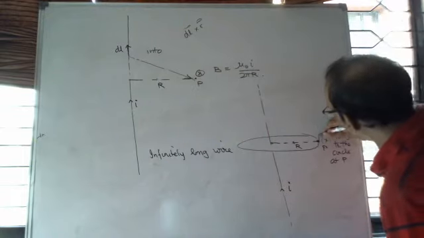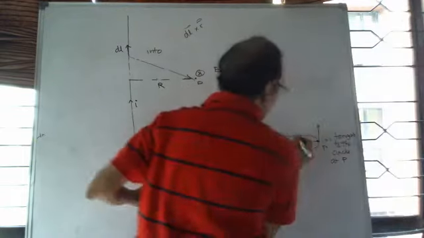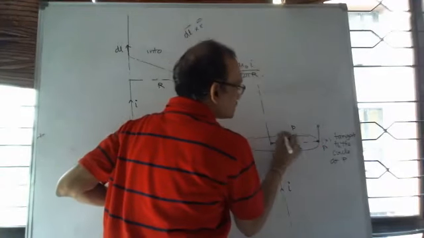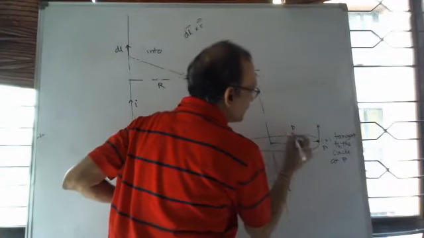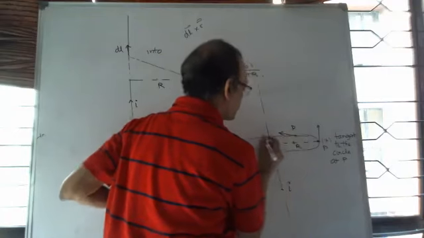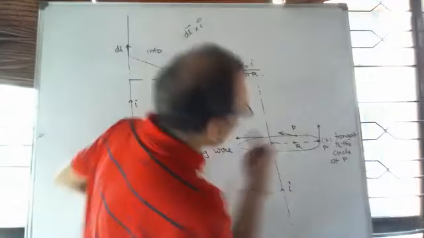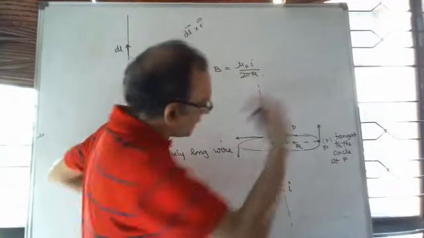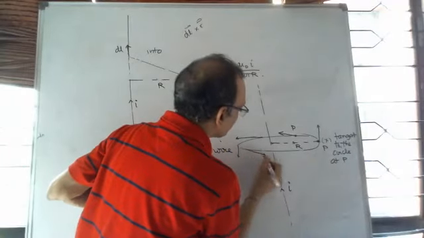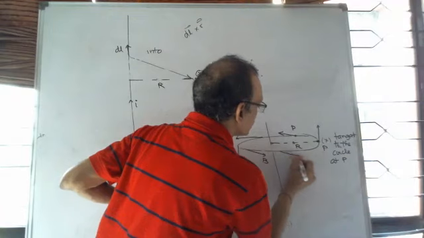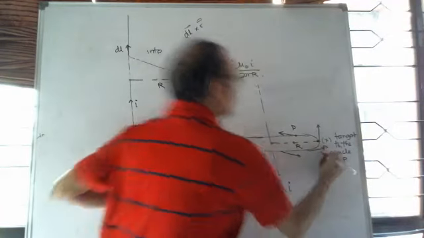So here it went into the plane, tangent. If there was a point P here, it will be tangent like this. At every point, it will be along the tangent. At this point, what will happen? It will come out. At every point, the field will be of magnitude mu naught I by 2 pi r and will be along the tangent.